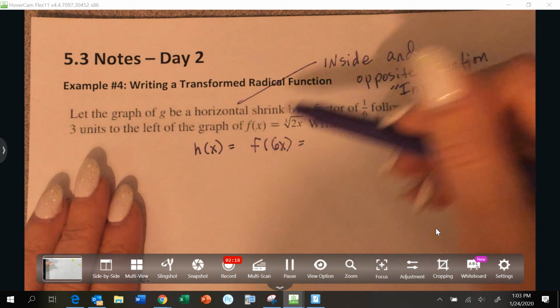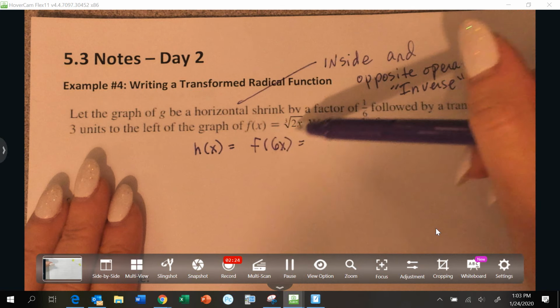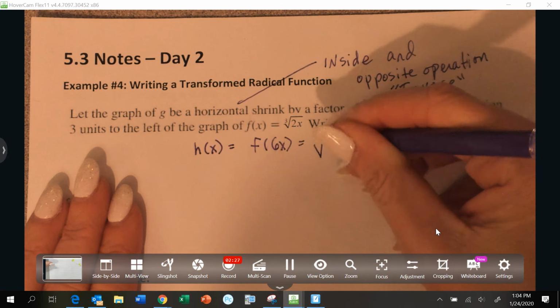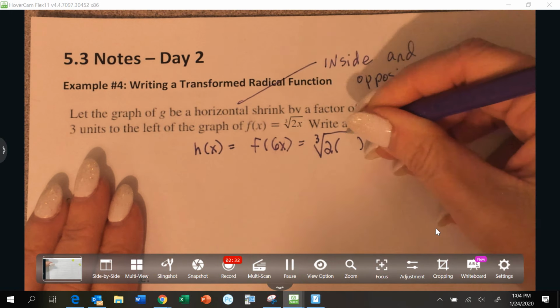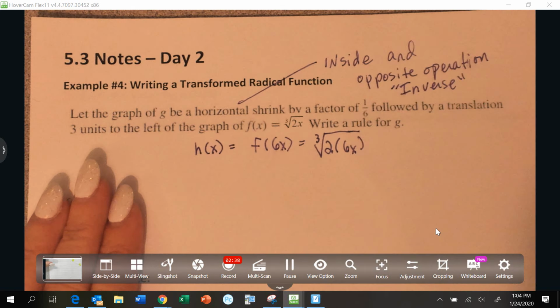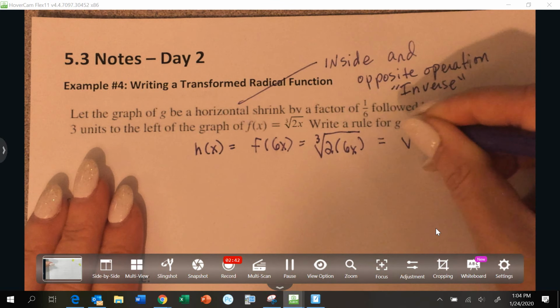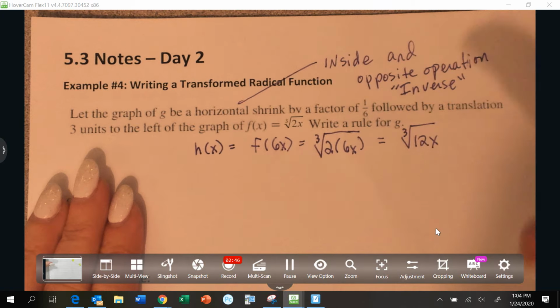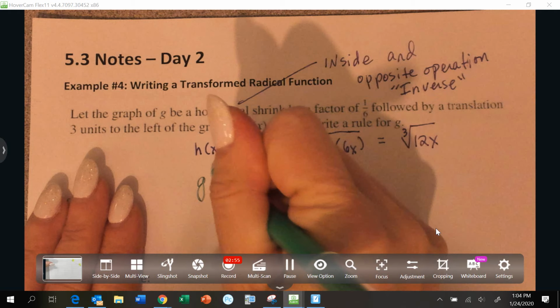So remember when we replace horizontal things, we replace the x with that 6x. So in the f of x function, I'm going to have cube root 2, and then we replace the x with a parenthesis. And in that parenthesis, we write 6x. So there. So we're going to simplify that, and I'm going to have cube root of 12x, my halfway through function, my h of x.